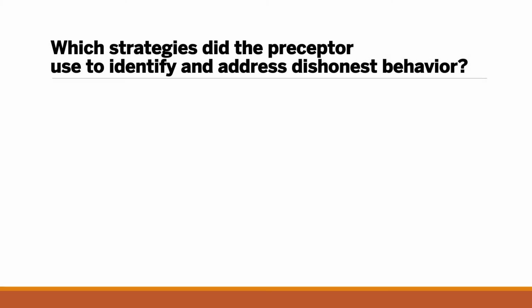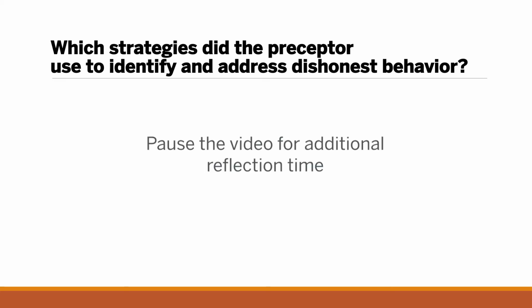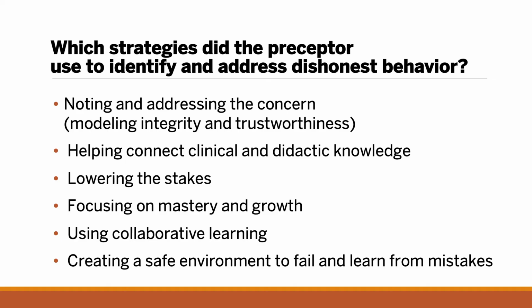Now we would like you to reflect on what you have just watched and think through which strategies the preceptor used to identify and address dishonest behavior with Maria. Some strategies included noting and addressing the concern, modeling integrity and trustworthiness, helping connect clinical and didactic knowledge, having boundaries and connecting those to consequences, lowering the stakes, focusing on mastery and growth, using collaborative learning, and creating a safe environment to fail and learn from mistakes.